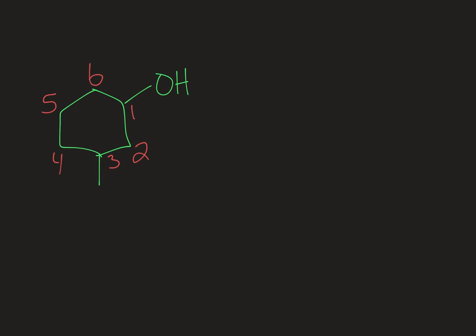When something is at the one position, the highest priority group, whether it is on a chain or on a ring, that's assumed often, so they don't usually use a locant. So the most common way that you would see this would be 3-methylcyclohexanol.